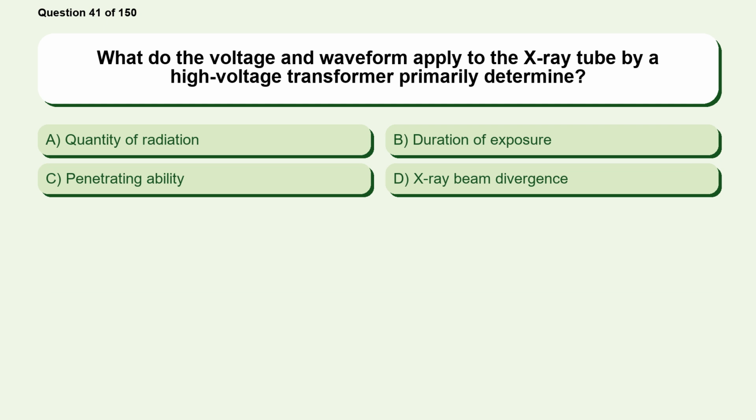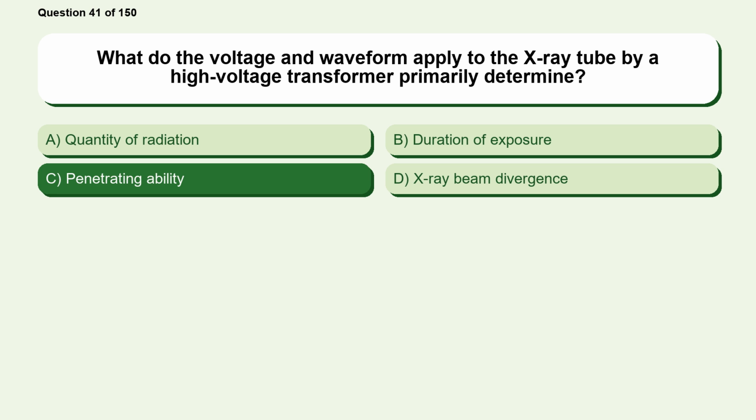Question 41. What do the voltage and waveform applied to the X-ray tube by a high-voltage transformer primarily determine? Option A, quantity of radiation. Option B, duration of exposure. Option C, penetrating ability. Option D, X-ray beam divergence. The correct answer is option C, penetrating ability.